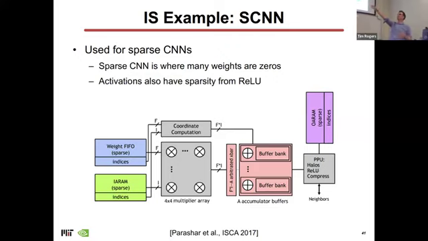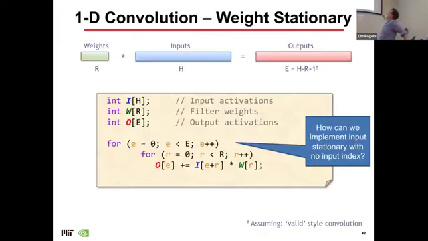The weights are blue. And then you have this IA RAM. This is the stuff, the inputs that are going to be stationary here. And then the outputs are flowing out to this other buffer. So if you looked at it, what they're doing here is actually keeping the input stationary.